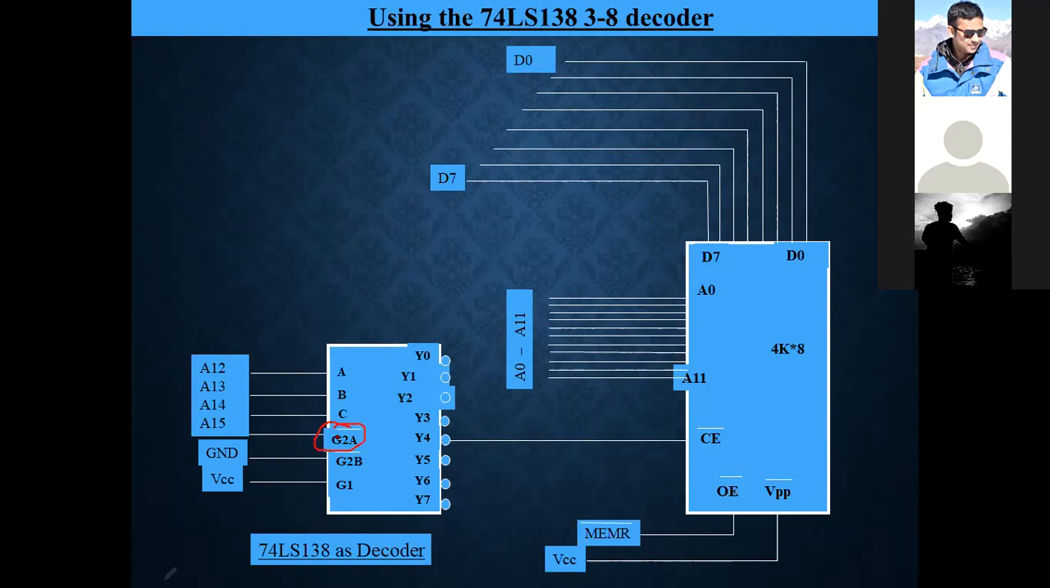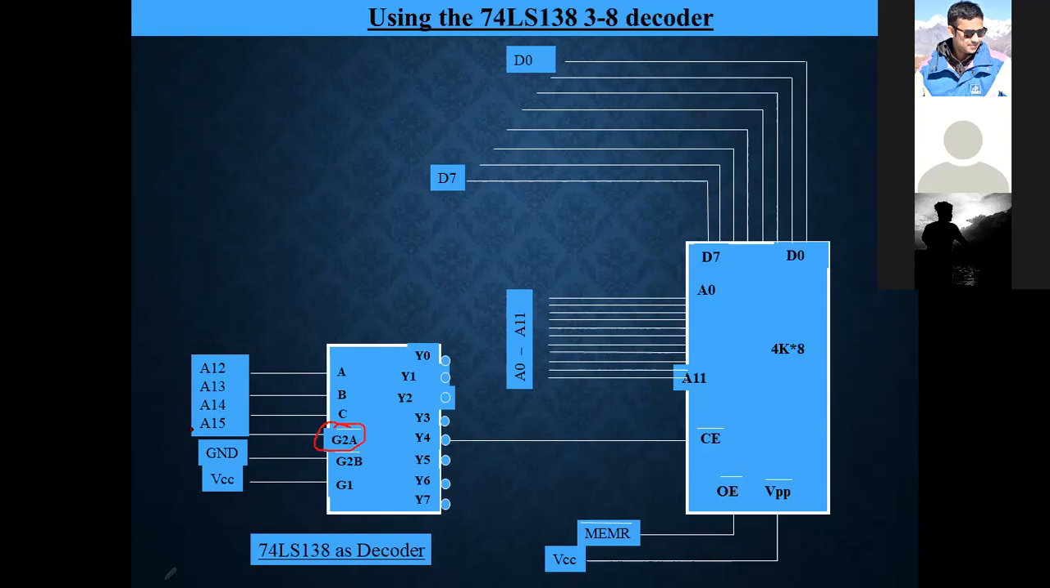So to enable this pin, we need to connect 0 with this, so that this will be active. Similarly, G2B. These G2A and G2B, these two pins are used for the activation of this particular decoder. Unless these two pins are connected to ground, this decoder will not act, will not give the output. Clear? And VCC is connected to G1. Okay, clear?